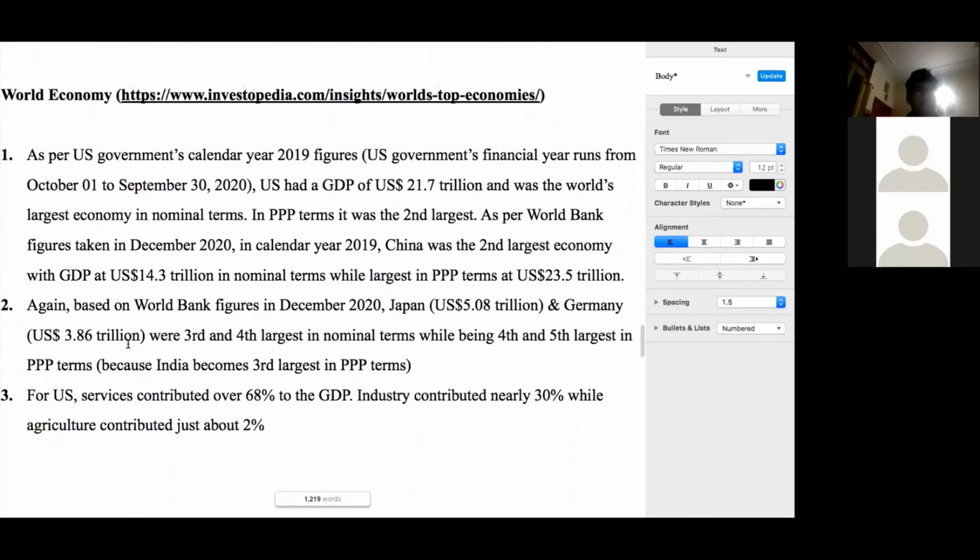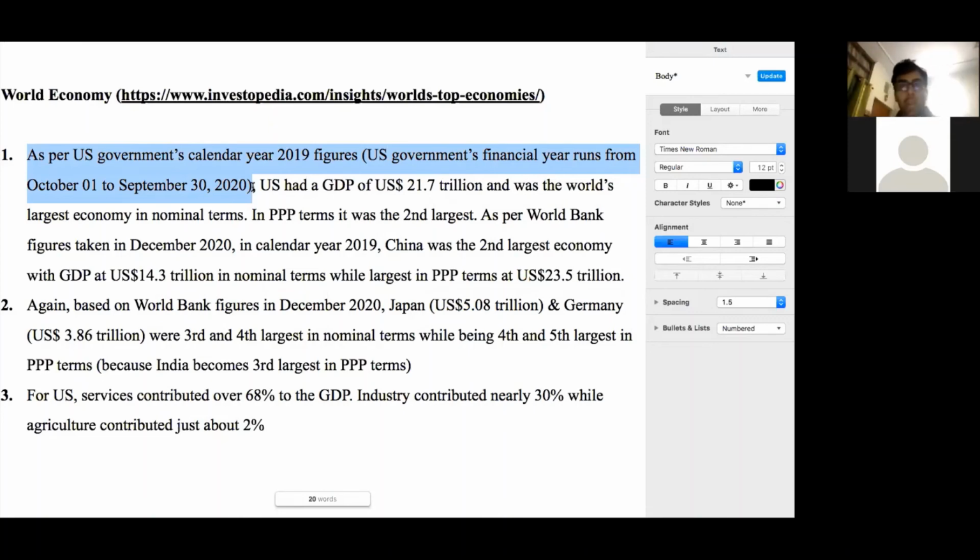So as we discuss some aspects about world economy, you can go to this link that is given here if you want to read a little bit more about the top economies in the world. As per US government's calendar year 2019 figures, the US government's financial year runs from October 1 to September 30 of the next year, but the United States also publishes figures for the calendar year as well.